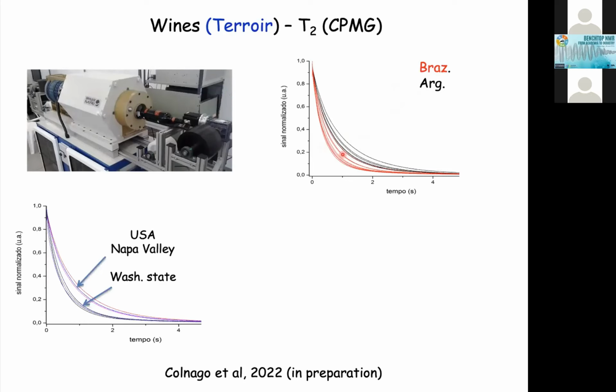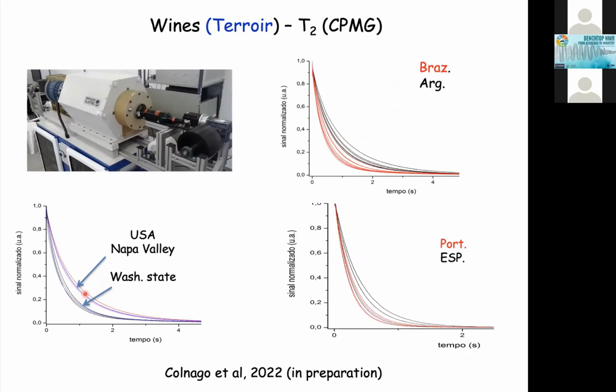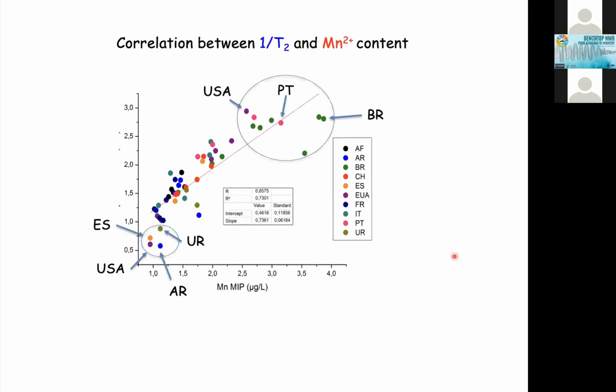If you go to the United States, you take wines from Napa Valley or from Washington State, you can see clearly the two patterns due to relaxation time, that I will explain later why. If you compare wines from, for example, Portugal and Spain, wines from Portugal also have a much shorter T2 than Spanish ones. And that is why, because we found there is an almost linear correlation between the transversal relaxation rate and the manganese content.